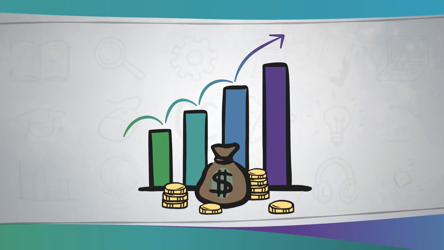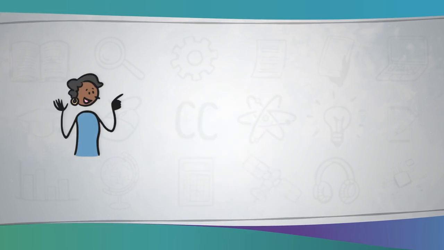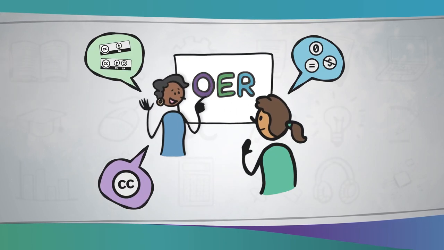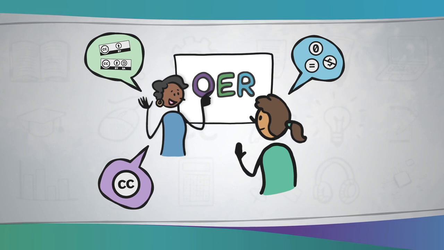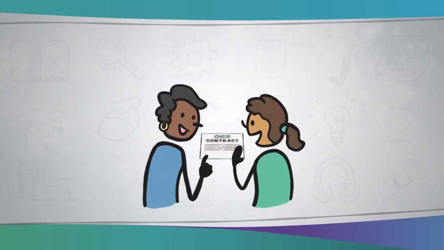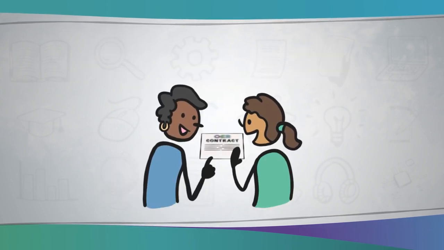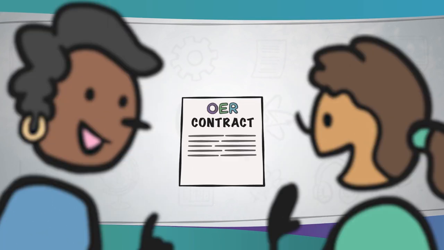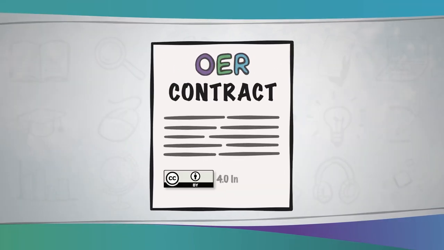Of course, there are also challenges. We have a few recommendations for you. First, project partners often need an introduction to open educational resources. Second, it is best to choose a specific license in the joint application. We recommend the CC BY 4.0 international license here.